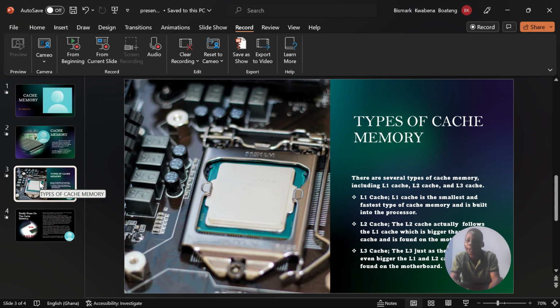They all have their standard. The L1 is faster than the L2, and the L2 is faster than the L3. You get it? So the L3 cache memory too, just as the L1 and L2, is bigger than the L2. So they are all really fast. Let's continue. I'm almost done.